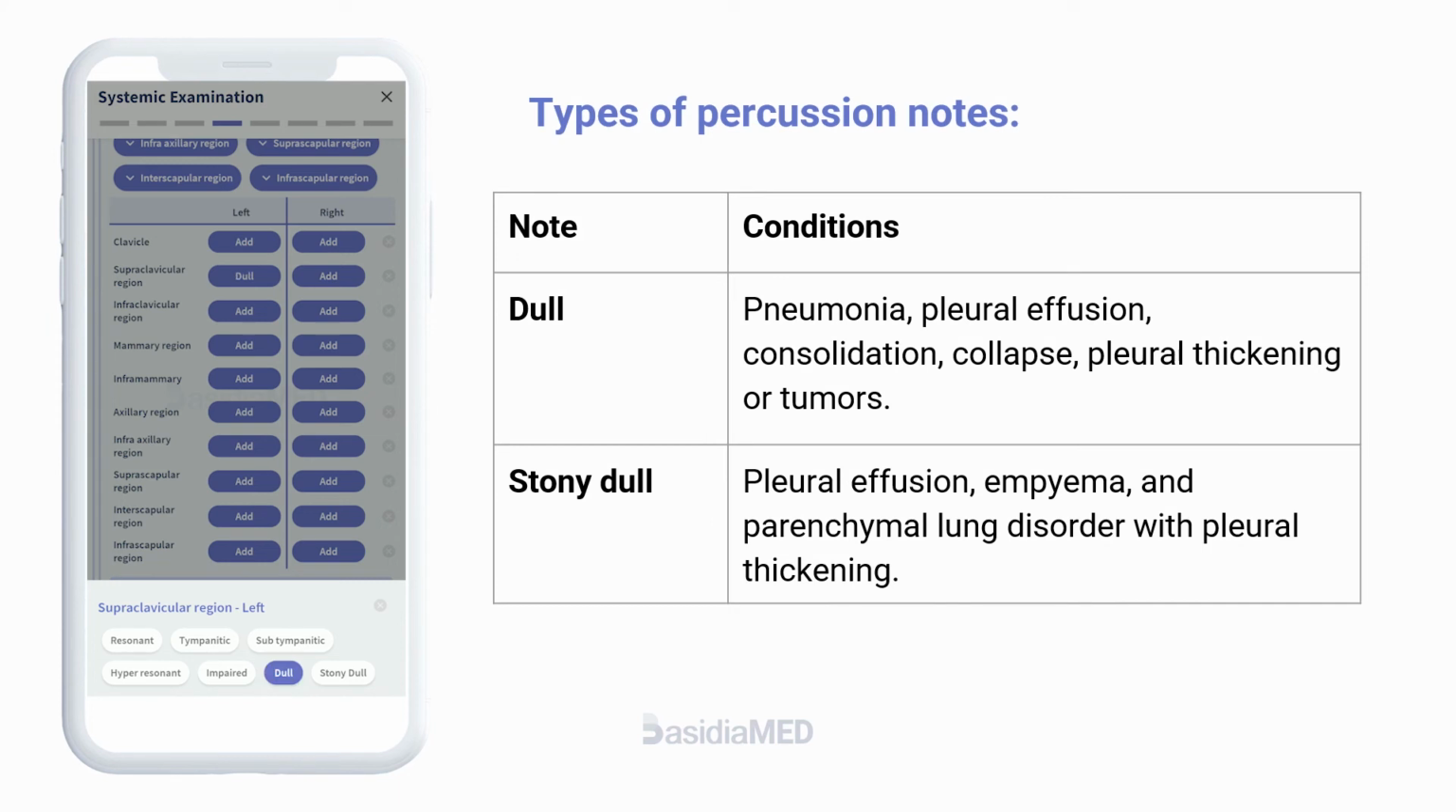Dull sounds. Dull sounds were described historically as woody in quality. These are normally heard over dense areas, such as the heart or liver. Dullness replaces resonance in conditions such as pneumonia, pleural effusion, consolidation, collapse, pleural thickening, pericardial effusion, or tumors. Dullness in the apex of the lung might suggest Pancoast's tumor or tuberculosis. Stony dull sounds may be heard in pleural effusion, empyema, and parenchymal lung disorder with pleural thickening.